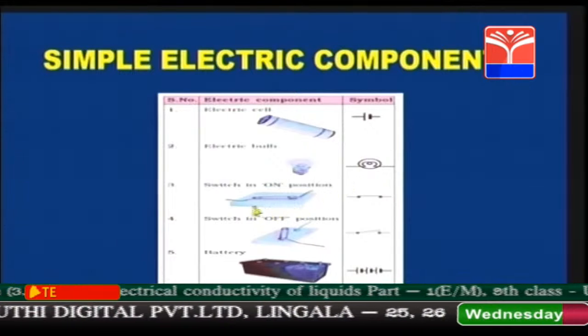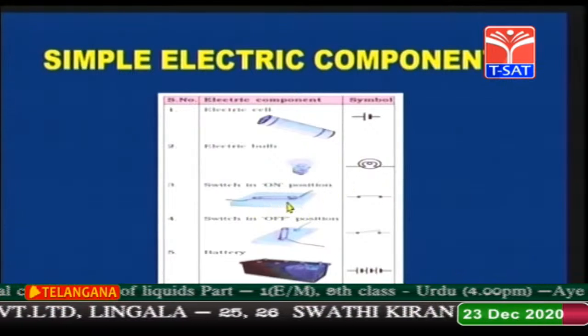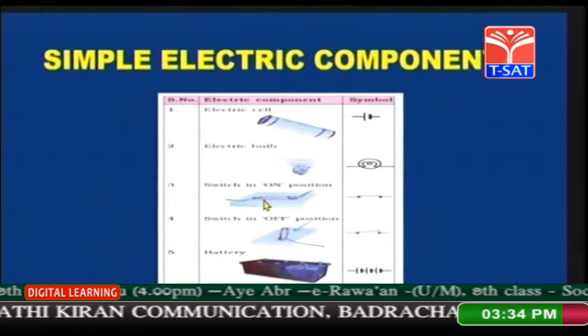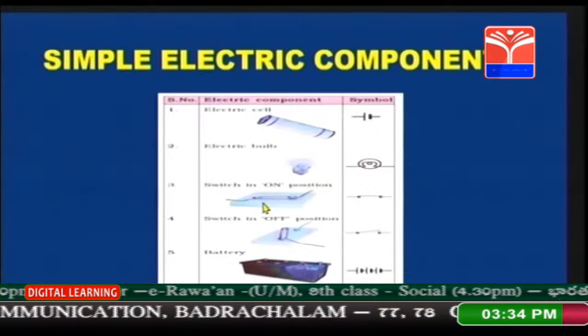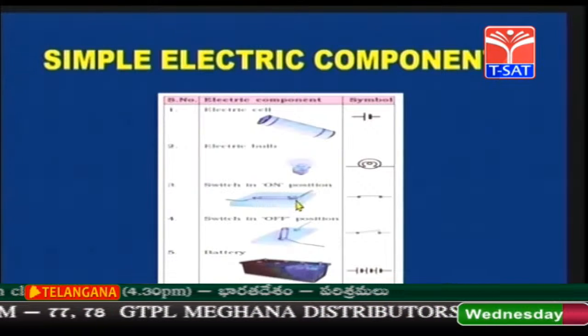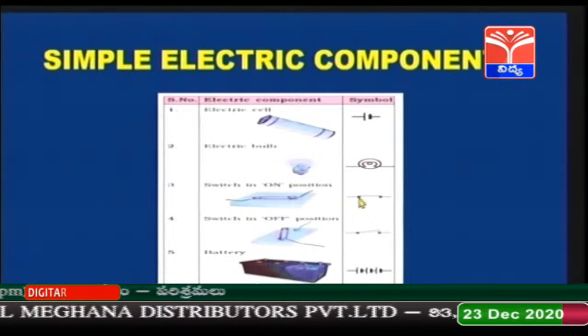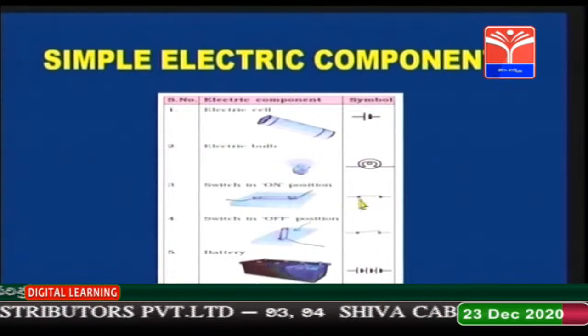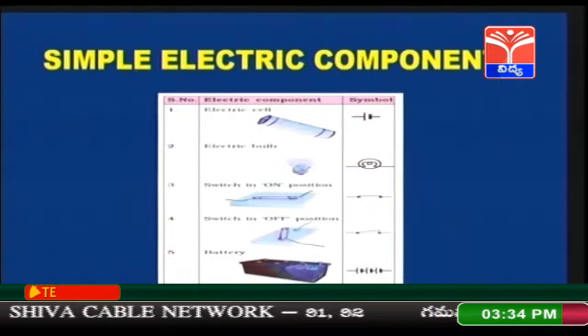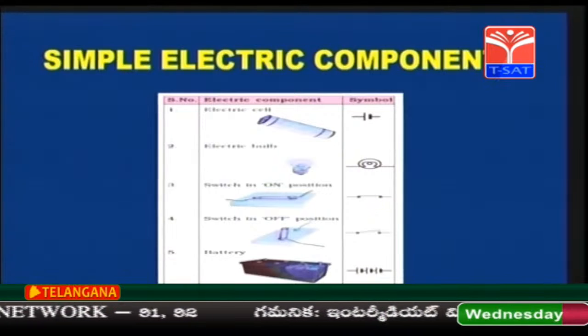Now see this diagram, children. There is a pin here between two wires. That means the pin is connecting the two terminals of a circuit. That means right now this is in an on position. This is the switch on position, children, which is called a closed circuit. When the switch is on, we say the circuit is closed.